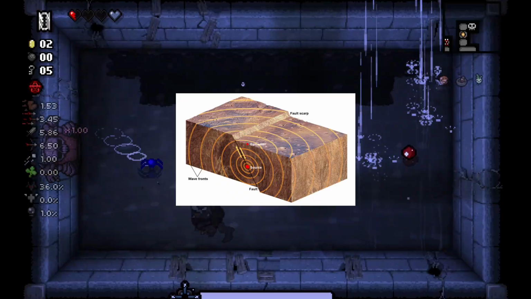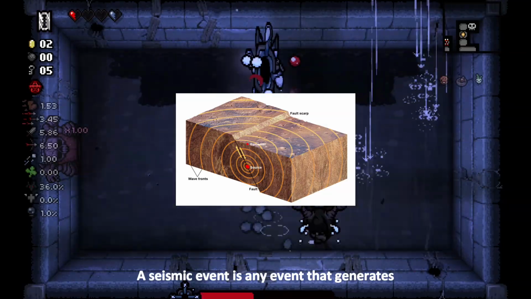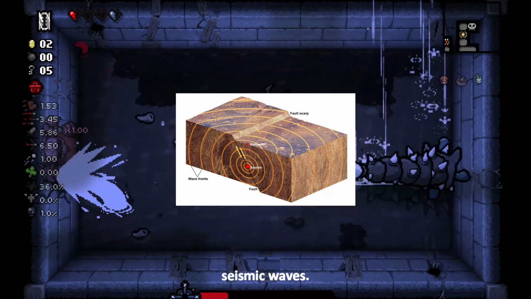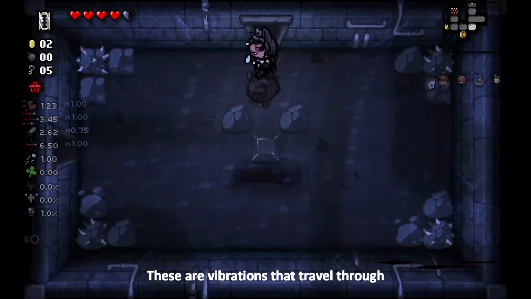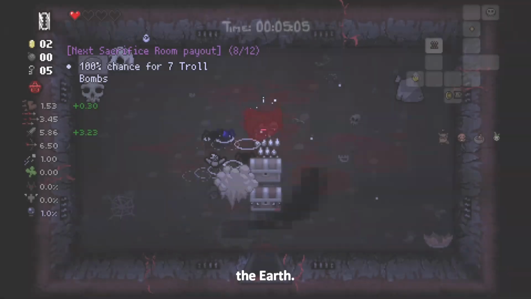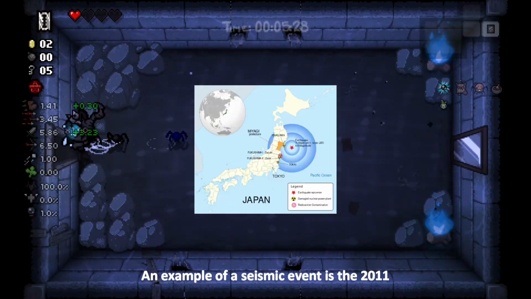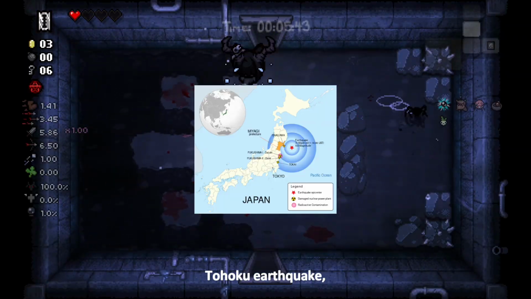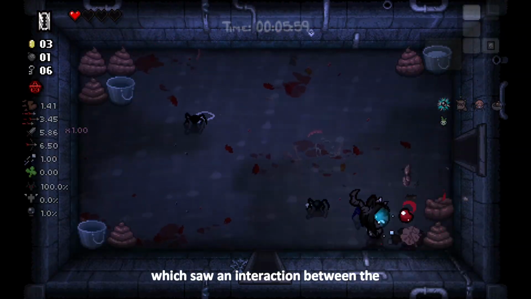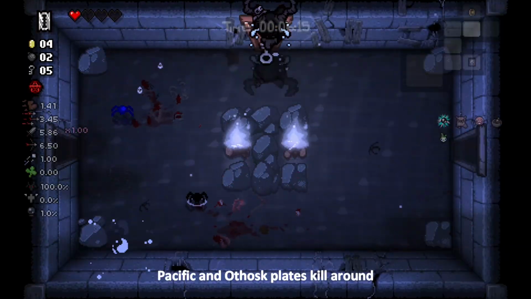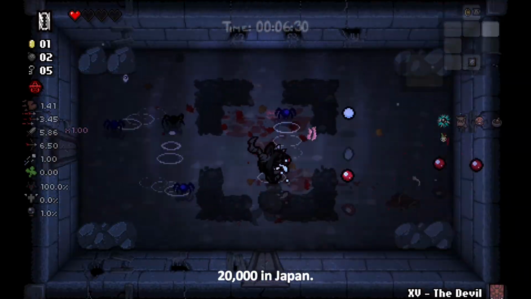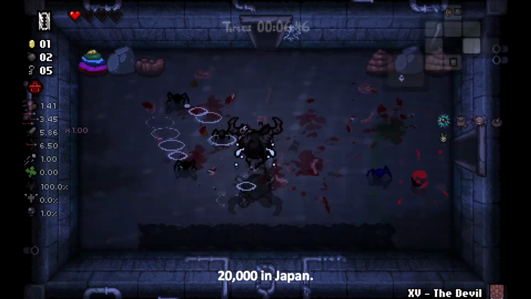mitigation. A seismic event is any event that generates seismic waves. These are vibrations that travel through the Earth. An example of a seismic event is the 2011 Tohoku earthquake, which saw an interaction between the Pacific and Okhotsk plates kill around 20,000 in Japan.